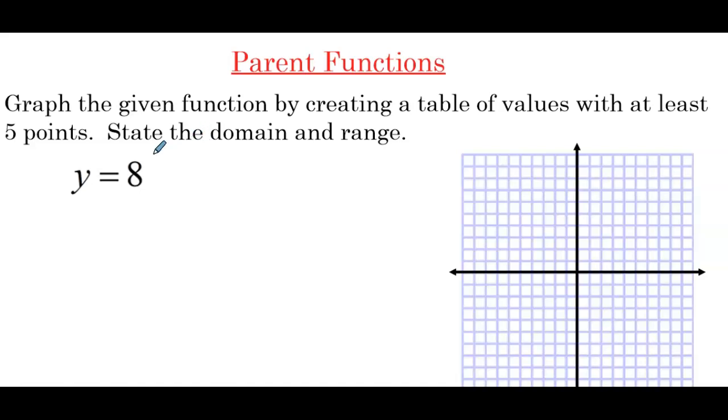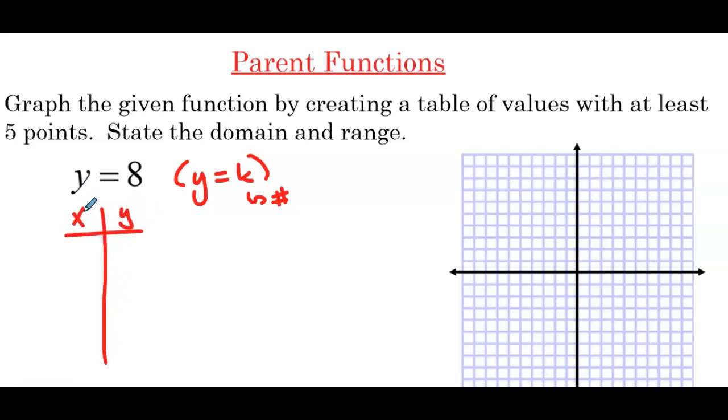So first we have y equals 8, which is a specific case of y equals k, or y equals a constant. So think of k as just some number. I chose 8 for this particular example. We already know that this looks like a horizontal line at y equals 8, but creating a table of values, I'm going to use -2, -1, 0, 1, and 2 as the x values. The y values will always be 8.